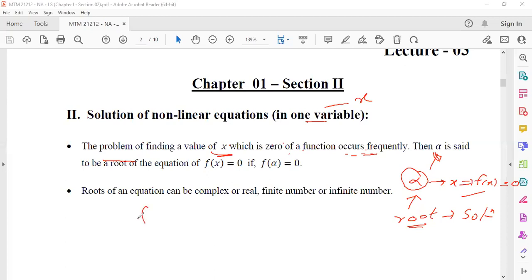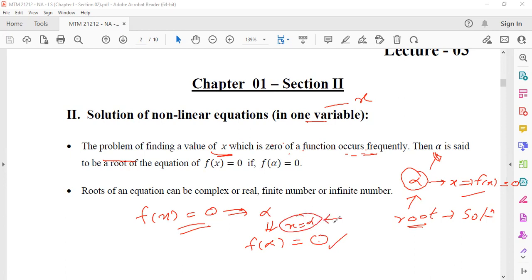What they are saying is, for example, if the function is f(x) and we are finding a root alpha, when you substitute this alpha for x in f(x), whatever the equation has given, you will have the function value 0. Then we call this alpha the root of the equation.